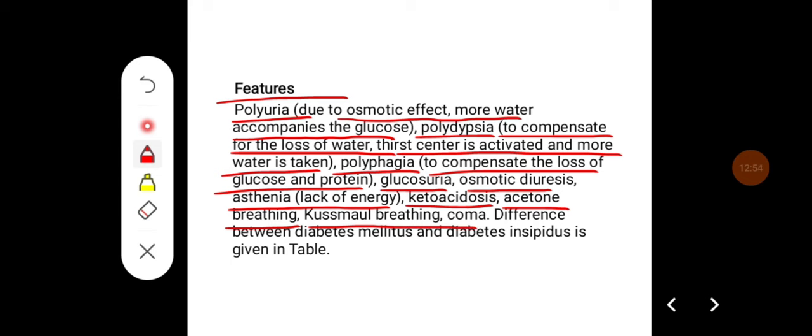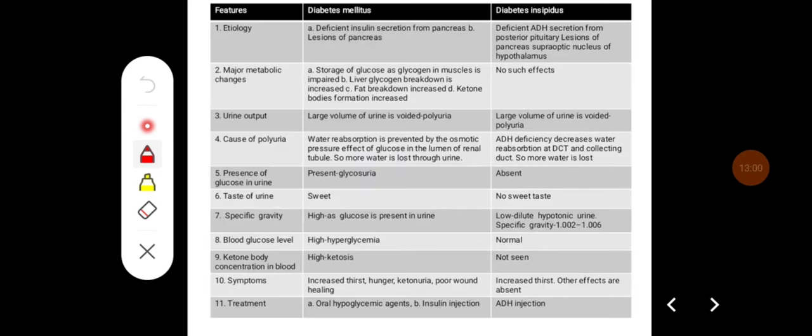coma. The difference between diabetes mellitus and diabetes insipidus is given in the table. Diabetes mellitus is deficiency of insulin secretion from the pancreas. The lesion will be in the pancreas, whereas diabetes insipidus is deficiency of ADH secretion from the posterior pituitary, and the lesion will be in the supraoptic nucleus of the hypothalamus. Major metabolic changes in diabetes mellitus are that storage of glucose and glycogen in muscle is impaired, liver glycogen breakdown is increased, fat breakdown is increased, and ketone body formation is increased. In diabetes insipidus, there are no such effects.